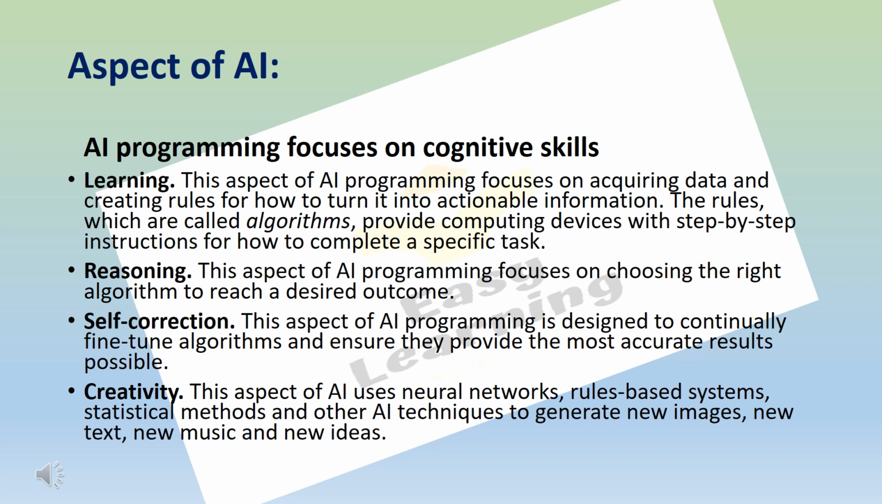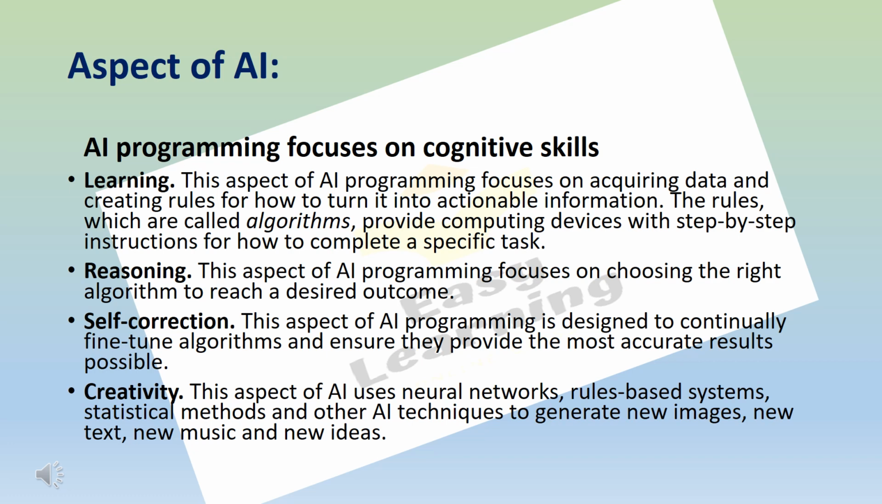Then we have self-correction. This aspect of AI programming is designed to continually fine-tune algorithms and ensure they provide the most accurate result possible. इसमें क्या है कि इसमें फाइन ट्यून एल्गोरिथम को हम यूज़ कर रहे हैं, दैट कैन बी यूज्ड बाय द मोर एक्यूरेट, जो भी हम प्रोग्रामिंग यूज़ करें, डिज़ाइन जो भी कंटिन्यूसली हम करें, दैट विल बी इन अ फॉर्म ऑफ फाइन ट्यून एल्गोरिथम टू इंश्योर दैट एकदम एक्यूरेट रिजल्ट पॉसिबली कम टू एक्शन.